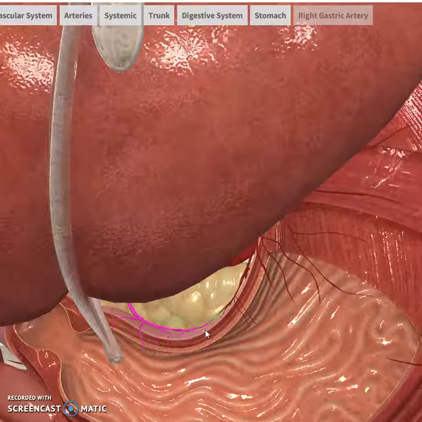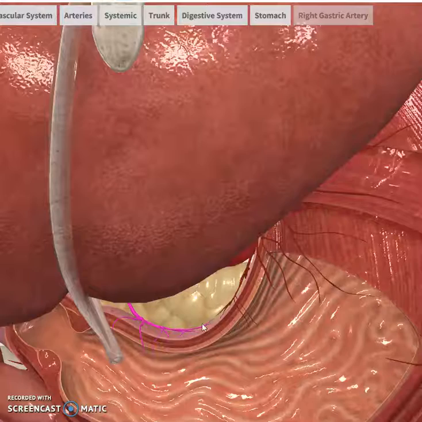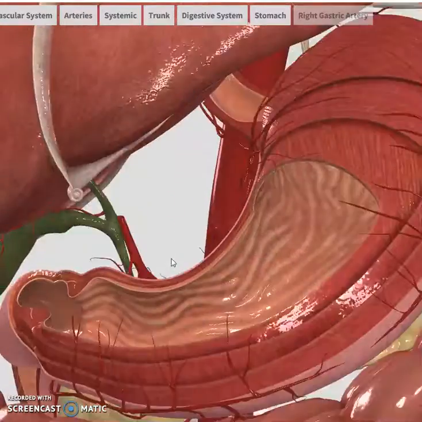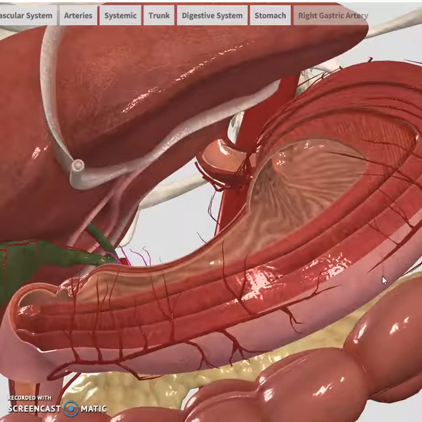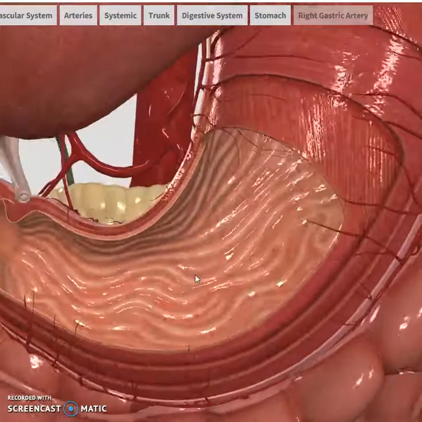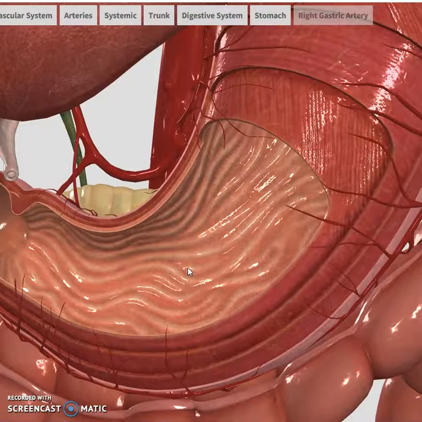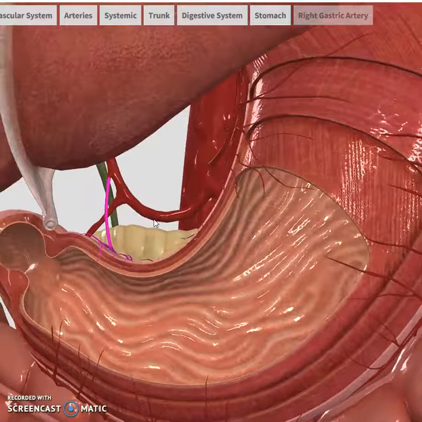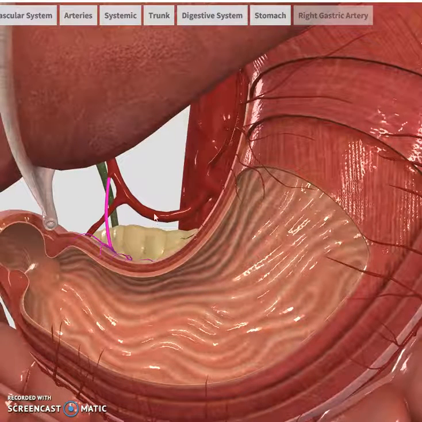Okay, this is actually the right gastric artery, and both of them are forming an anastomosis or connection at this point, same as the gastroepiploic arteries also. Both left and right will form the anastomosis at this side. Okay, so those are the three branches of the common hepatic.